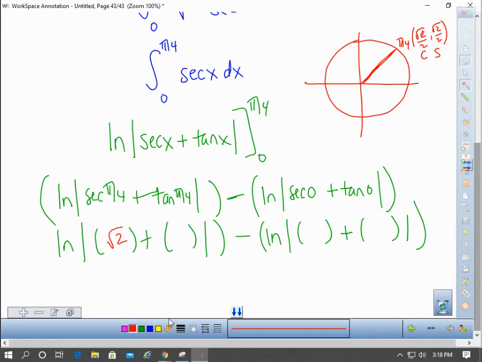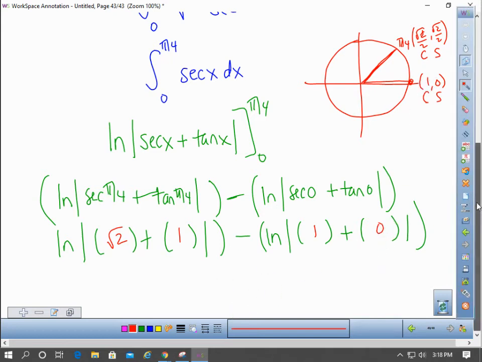Then I need the tangent of pi over 4. All right, so the tangent of pi over 4 is sine divided by cosine. So that's going to be radical 2 over 2 divided by radical 2 over 2, which is just 1. All right, then I'm going to need the secant and the tangent at 0. So here I am at 0 on the unit circle. That's the ordered pair 1, 0. So that's your cosine and your sine. So the secant at 0 is the reciprocal of 1, which is 1. And then the tangent of 0, the tangent is sine over cosine, so that's 0 over 1, which is 0.